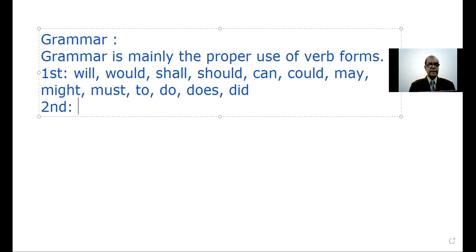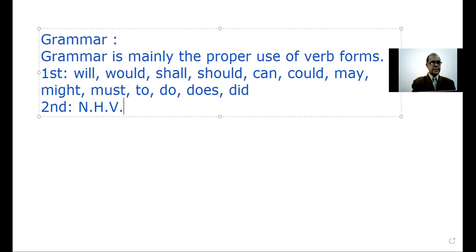Did you go? Yes, I went. And if you say no, then you will say I did not go. You cannot say I did not went. That becomes wrong. So second form, no helping verb.